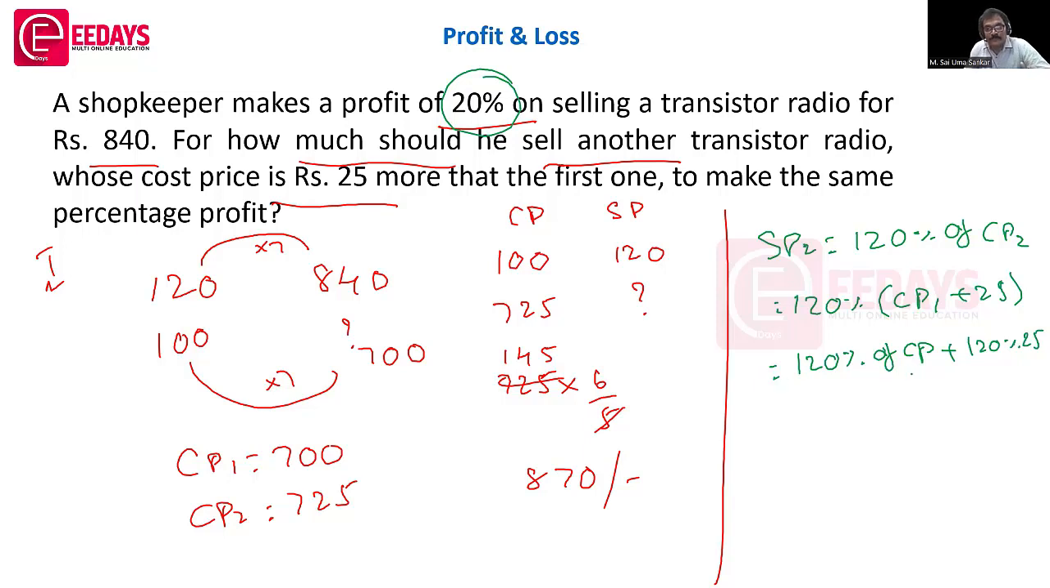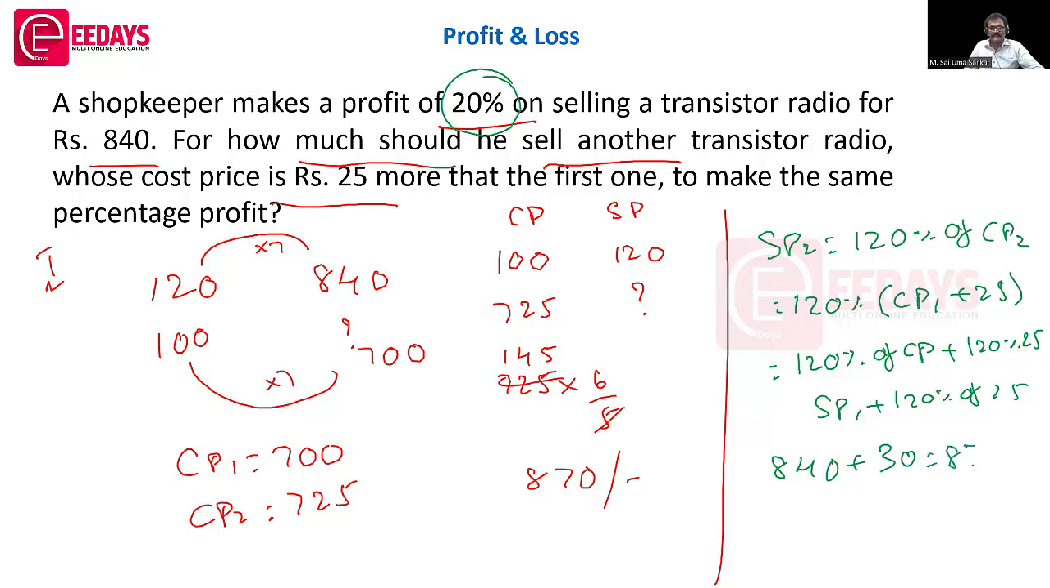What is 120% of CP1? That is equal to SP1 plus 120% of 25. SP1 is equal to 840. I am doing all this only so that you understand. You need not note all this down in the exam. 100% of 25 is equal to 25, 10% is equal to 2.5, 20% is equal to 5. So 25 plus 5 equal to 30.